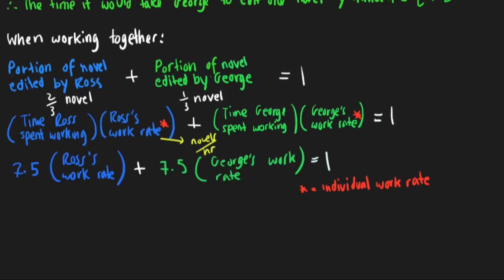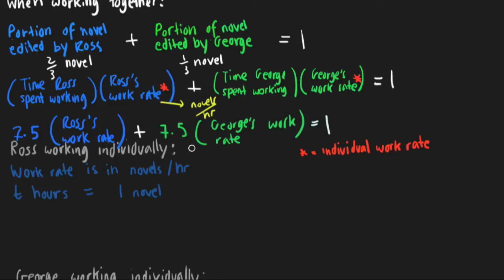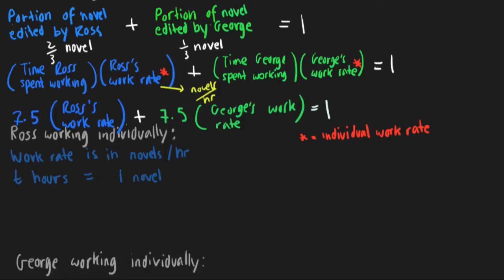Okay, well, to solve this equation, we need to find what their work rates are. How can we do that? Well, let's look at what happens when Ross is working individually. If Ross is working individually, we know that the work rate is in novels per hour, right? That's what we explained here. And based on our definition of T, he completes one novel in T hours, right? That's what we define T to be. We define T to be the time it would take Ross to edit one novel.